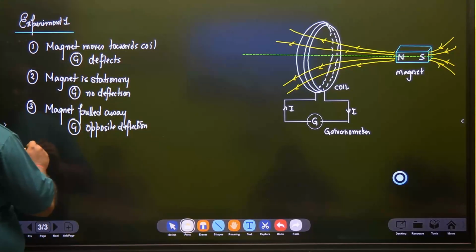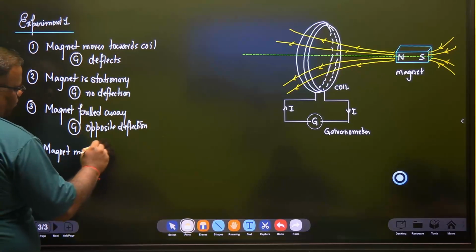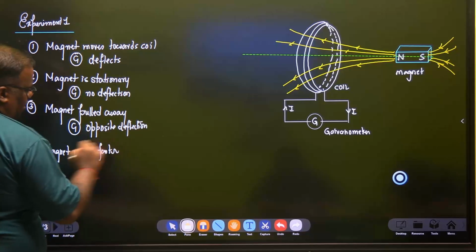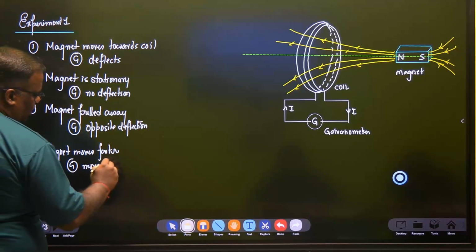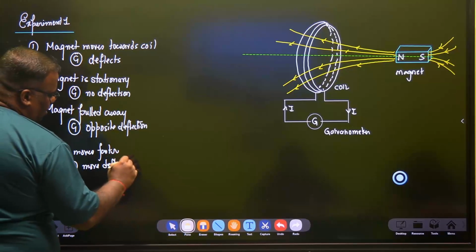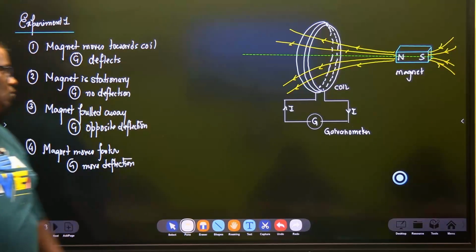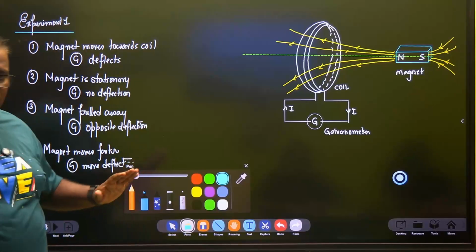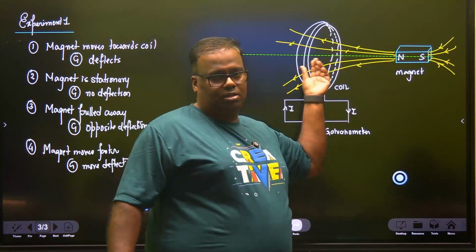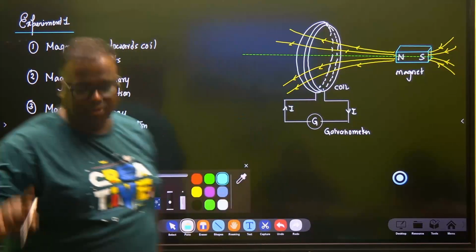And fourth, one more experiment was made. Magnet moves faster. In this we found G shows more deflection. Here actually two motions are hidden: the magnet either moving faster or pulled out faster, and G shows more deflection. Are these simple things understood? So four things we've done.